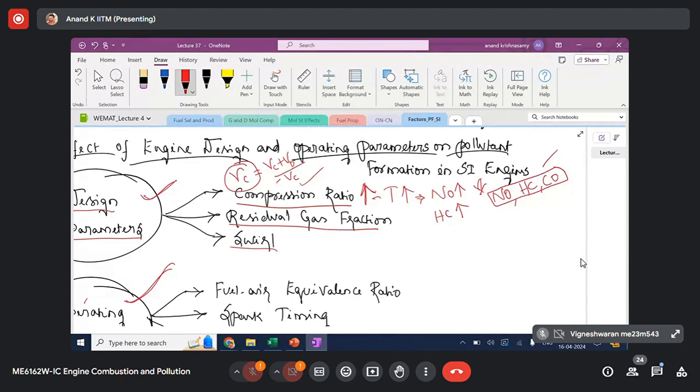We have seen that the crevice flow is one of the major contributor for HC formation in SI engine. But once you increase compression ratio, you are actually increasing the crevice flow, because this will increase crevice flow. I mean, increasing compression ratio will increase crevice flow. This is one effect. Okay. Apart from this, there is something called post-flame oxidation.